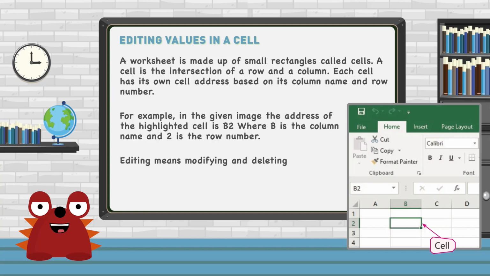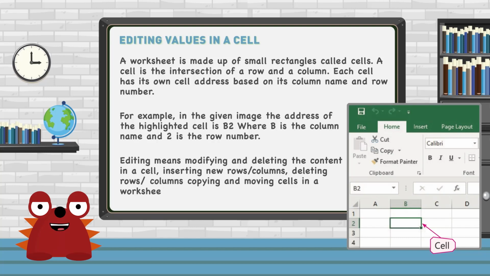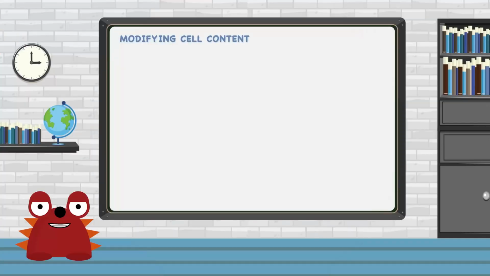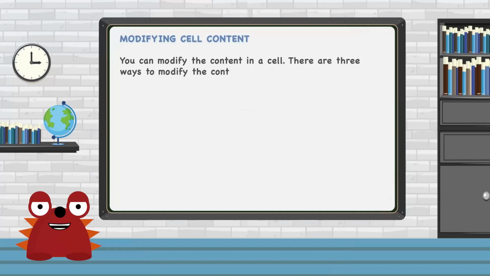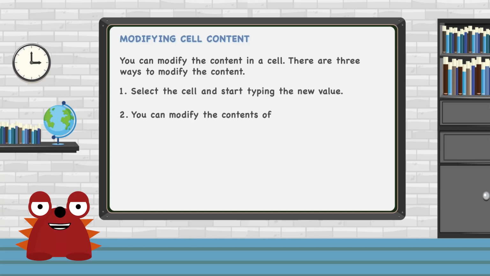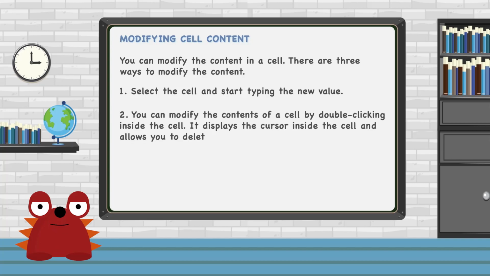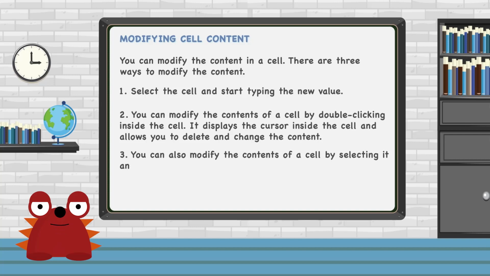Editing means modifying and deleting the content in a cell, inserting new rows or columns, deleting them, or copying and moving cells in a worksheet. Let's start with modifying cell content. There are three ways to modify the content in a cell. Firstly, you can select the cell and start typing the new value. Secondly, you can modify the contents of a cell by double-clicking inside the cell. It displays the cursor inside the cell and allows you to delete and change the content. Lastly, you can also modify the contents of a cell by selecting it and then typing inside the formula bar.